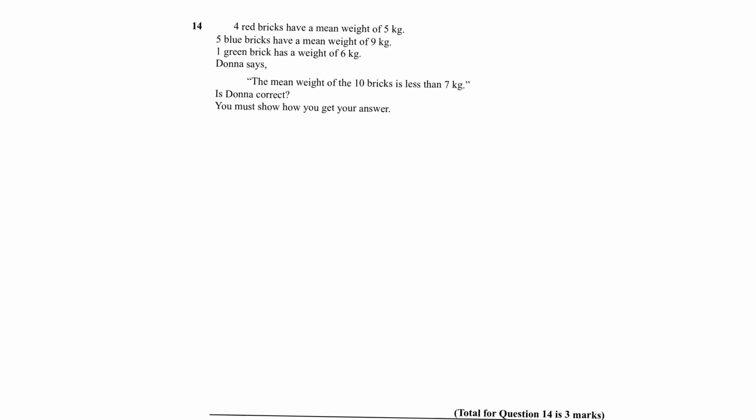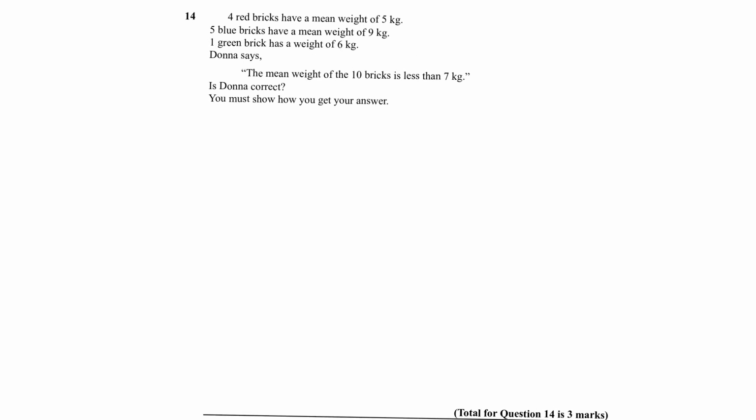Then last question of this series. So you've got 4 red bricks with a mean weight of 5 kg and 5 blue bricks with a mean weight of 9 kg. 1 green brick has a weight of 6 kg. And Donna says that the mean weight of the 10 bricks is less than 7 kilograms. Is Donna correct? Well, let's have a look at this. So we've got 10 bricks and the mean weight is less than 7, so the total weight of all the 10 bricks would be 10 times 7. So total weight should be less than 70 kilograms. So let's get cracking and see whether she's right.